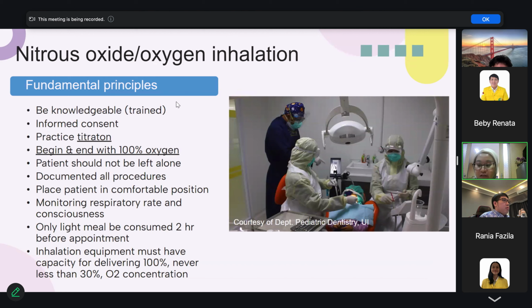So inhalation sedation using nitrous oxide, or what we call happy gas, is common in dentistry. In Salemba, we have it, and the postgraduate students of pediatric dentistry have been trained to use it. If we want to use this technique, we need two operators. One is in charge of the dental treatment, and the other is in charge of the equipment and also monitors the vital signs of the patient.